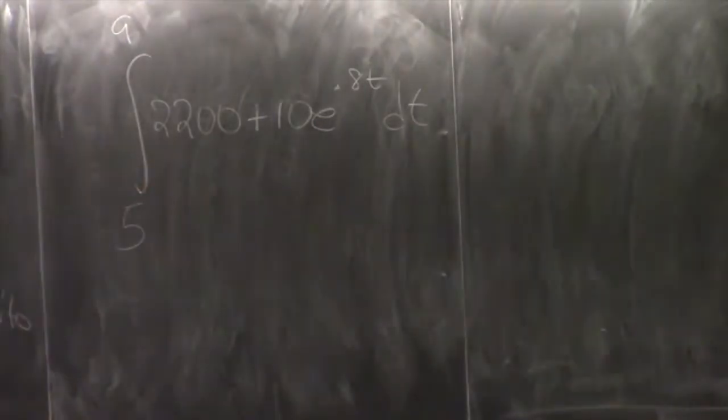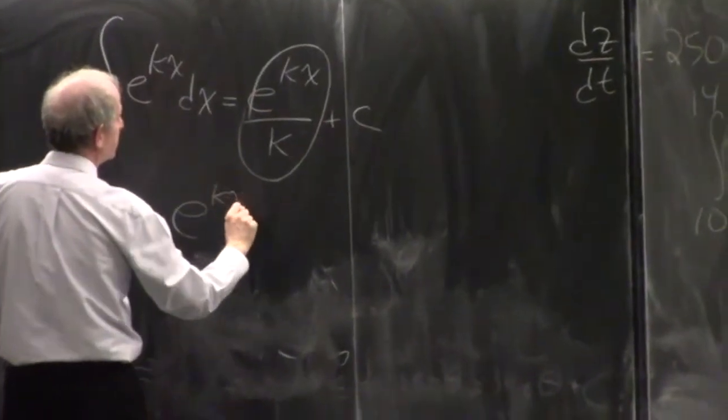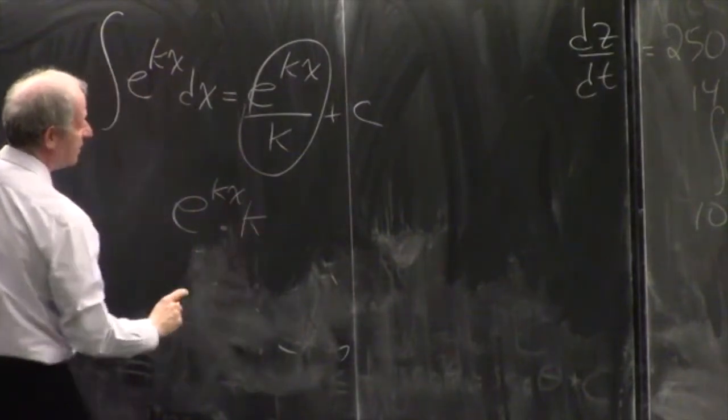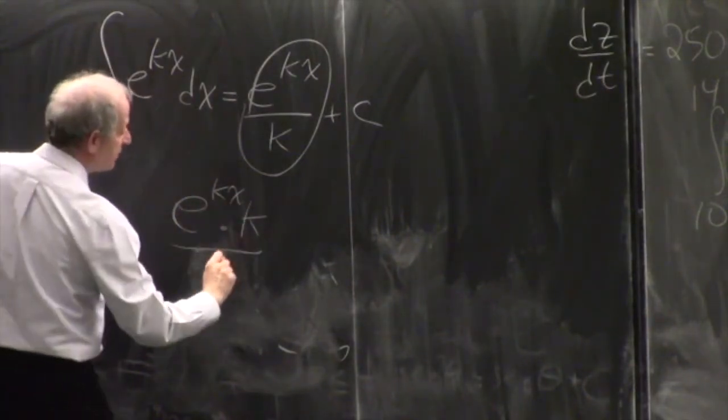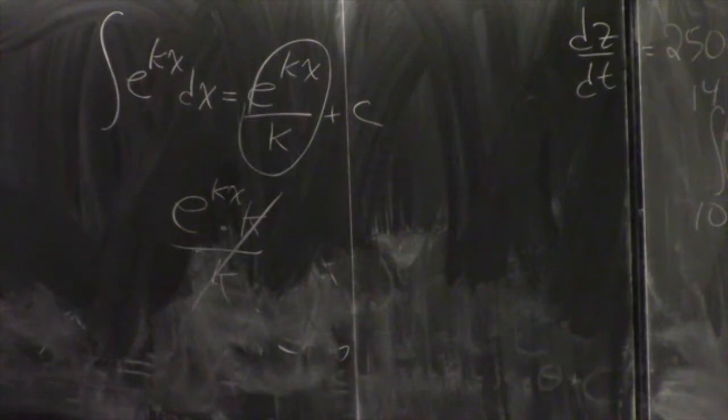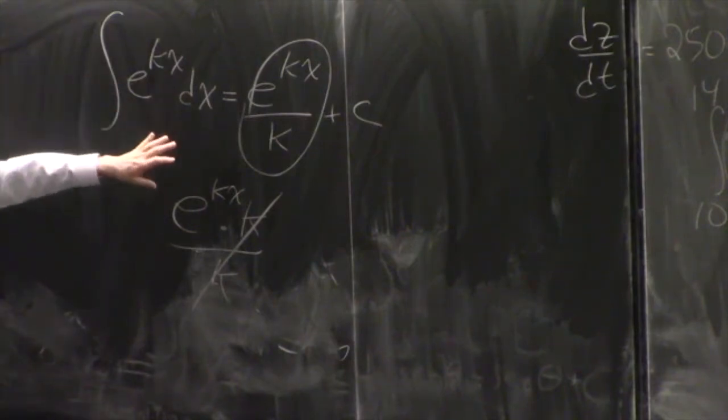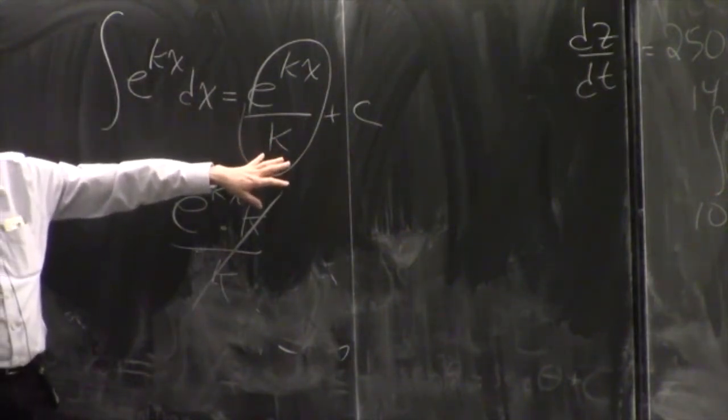And for those of you who forget, the integral of e to the kx is e to the kx over k. The reason it's divided by k is, take the derivative. When you take the derivative of this, you get e to the kx times k, because you take the derivative of the power, and that cancels the k's out. So that's why you need to divide by that number when you're doing the antiderivative.